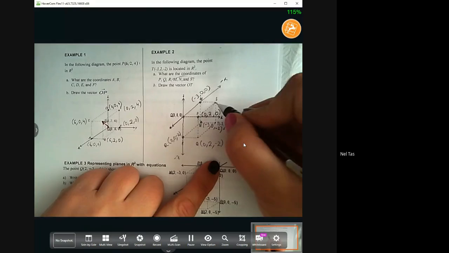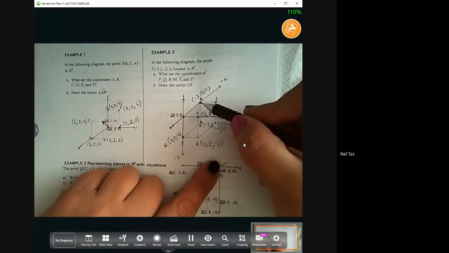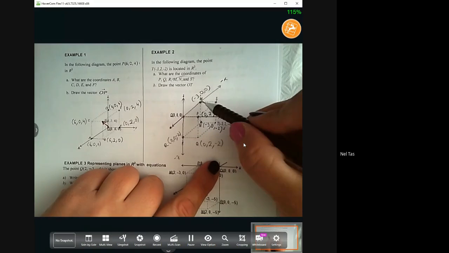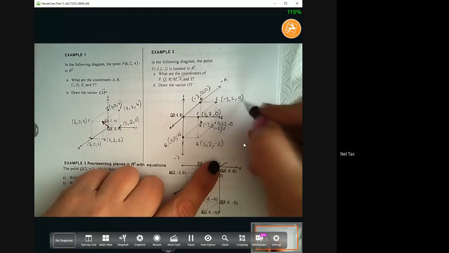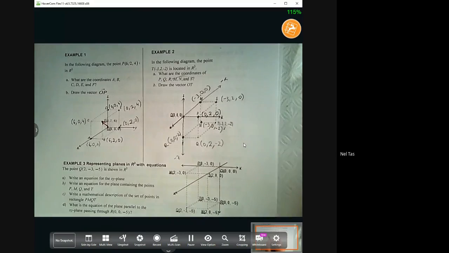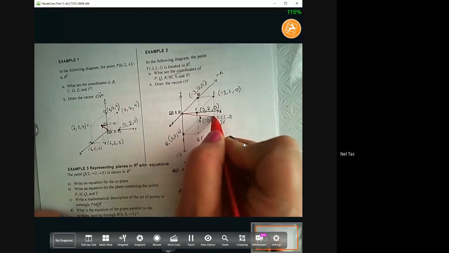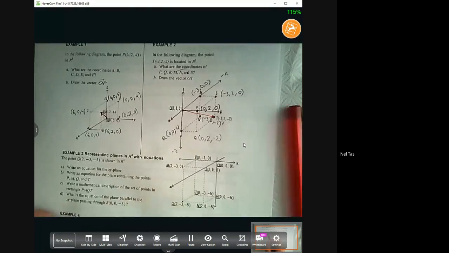And point S here: you go on the x-axis 3 units, but to the back, so -3, and then parallel to the y-axis 2 units, so -3 and 2, nothing on the z-axis. And then finally it asks for the vector OT. You start from the origin, you go to the point T, and that is the vector.